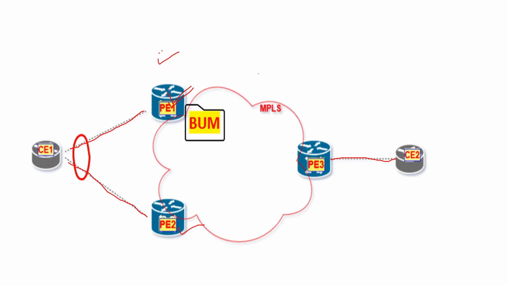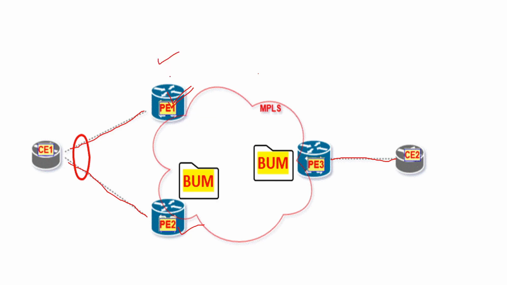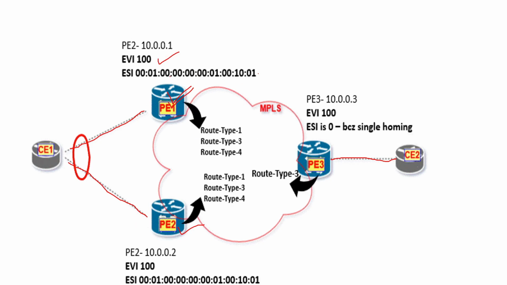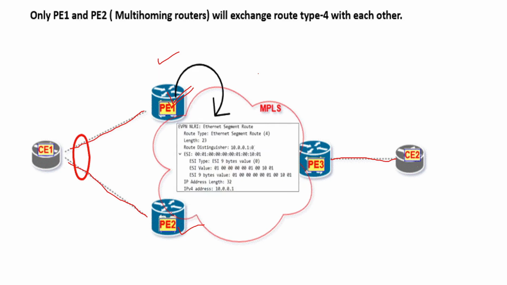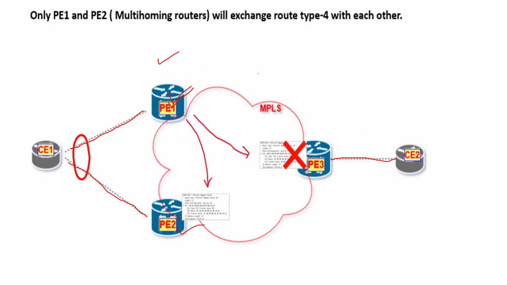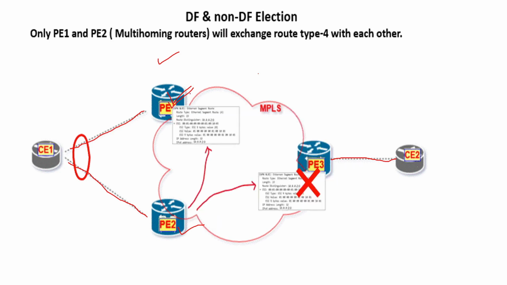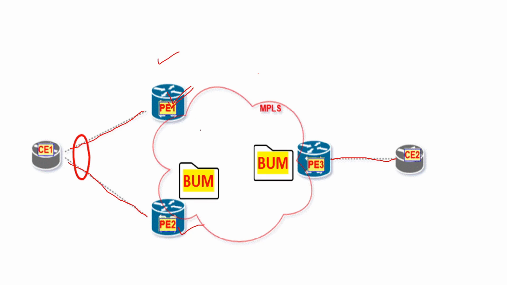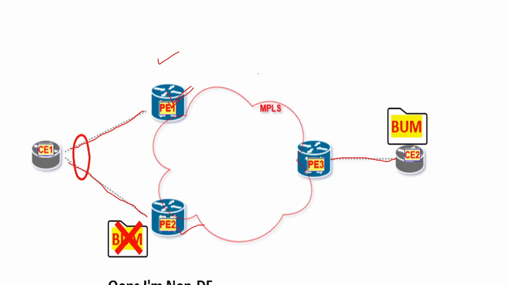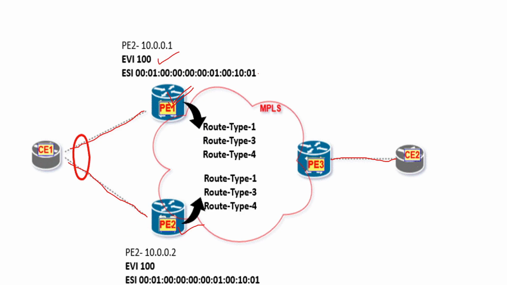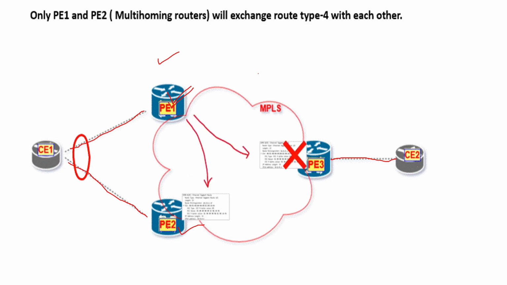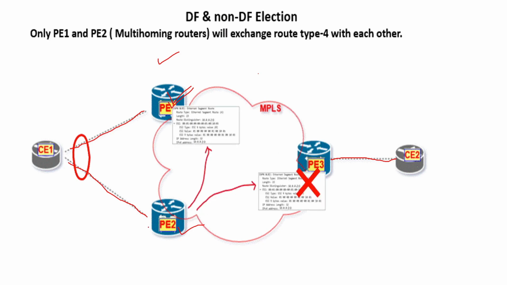So here we have configured EVI 100. For even EVIs, the lowest router ID will be the DF, and for odd EVIs, the highest router ID will be the DF. So in our scenario, PE1 will become the DF, and it will forward that frame, and PE1 will send that frame towards PE2, and PE2 will say that okay, he is the non-designated forwarder, so he is not permitted to send that traffic back to CE1.